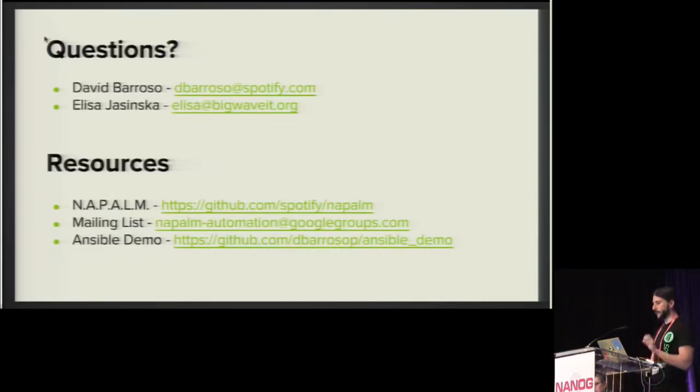Napalm is open source. You can find it on GitHub, in the Spotify repository. There is a mailing list that I actually opened like 2 days ago, so it's me and Elisa only there. Feel free to join if you want to take a look. The code that I run for the demo, meaning all the templates, the roles definitions, the inventory host, everything is on GitHub as well, so you can go and check it out, and you can just ask questions offline if you have them. And that's pretty much it.